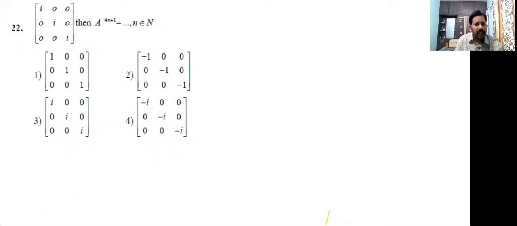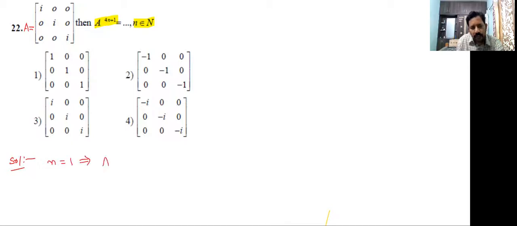This is also the same method. A power 4n plus 1, where n belongs to capital N. Here the given matrix is A. A matrix is given, we need to find A power 4n plus 1, where n belongs to capital N. Capital N means what? Natural numbers only. So I am going to take n is equal to 1.